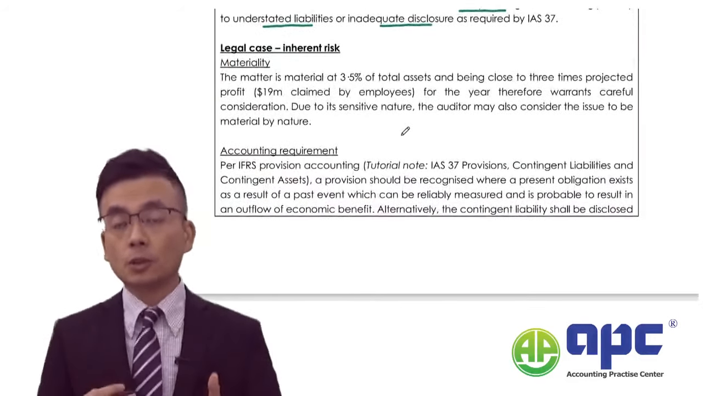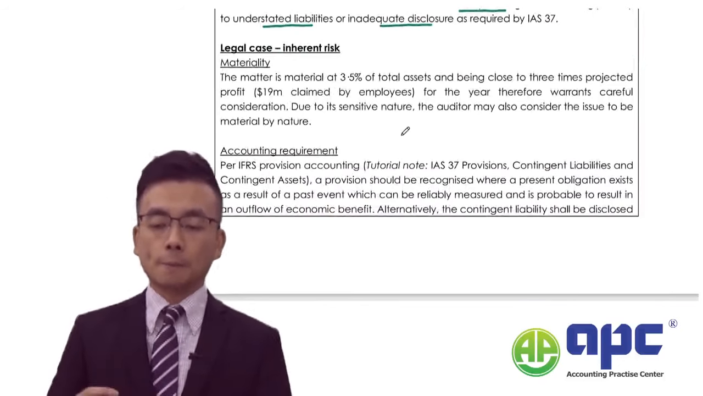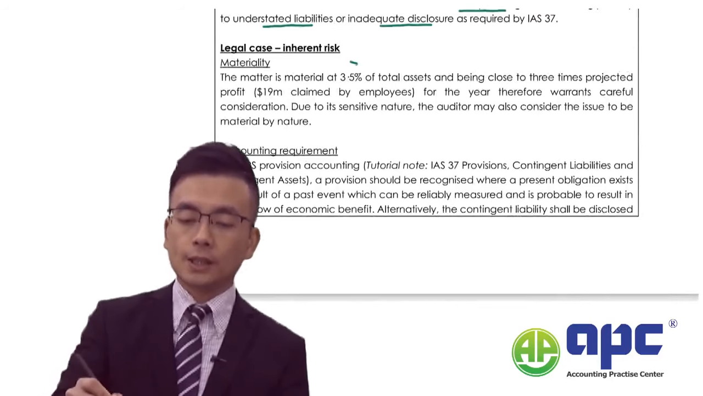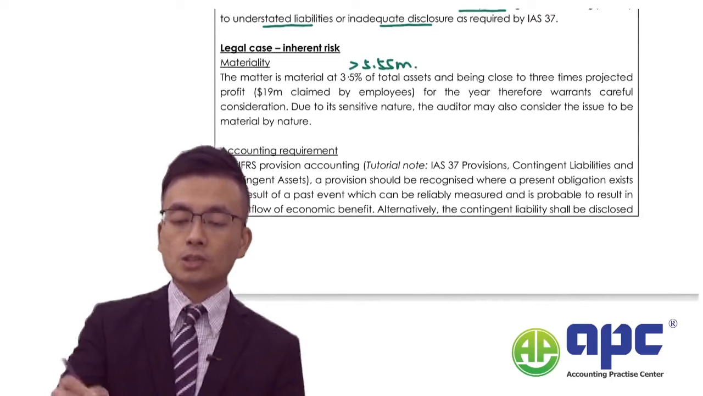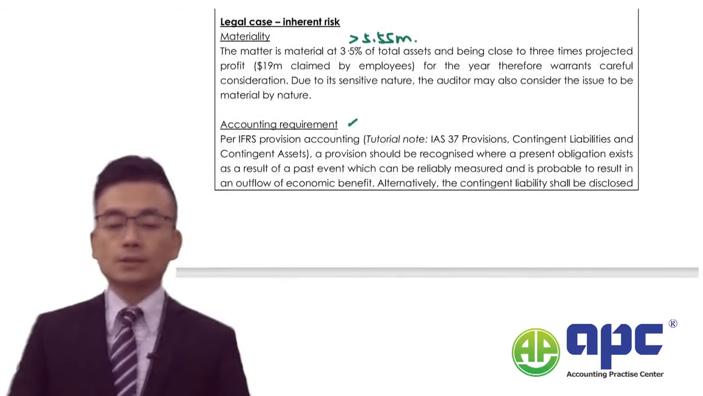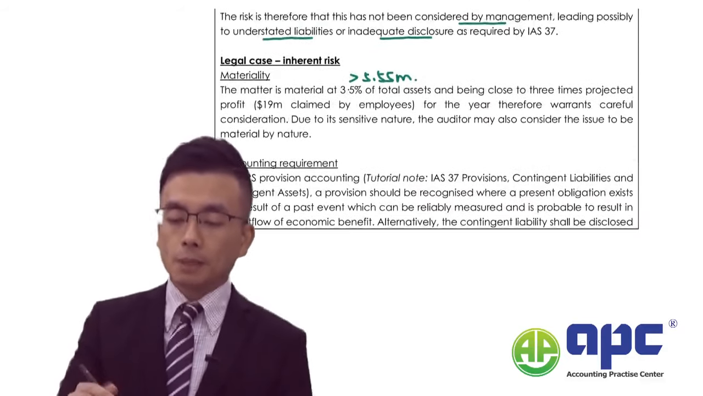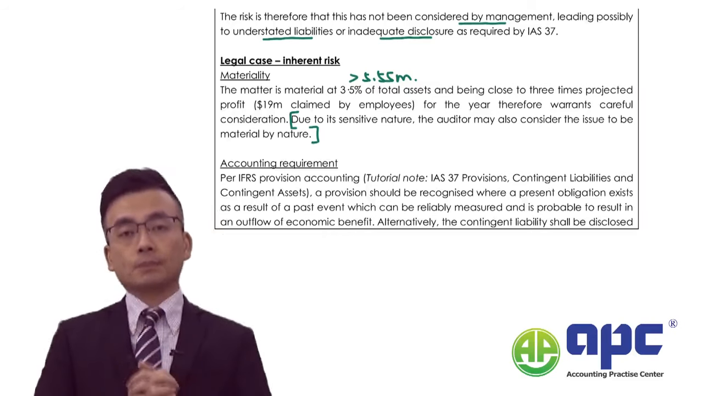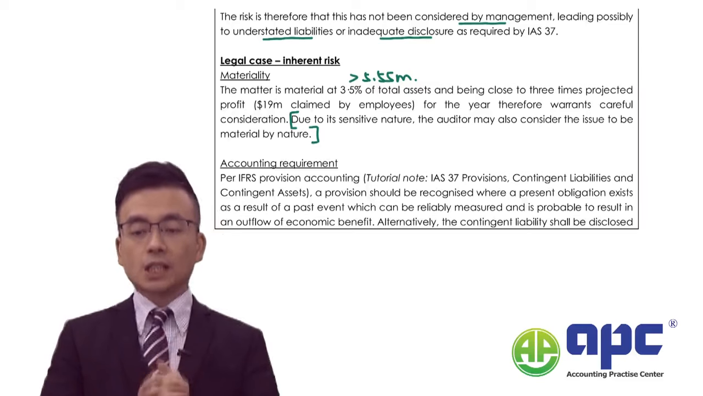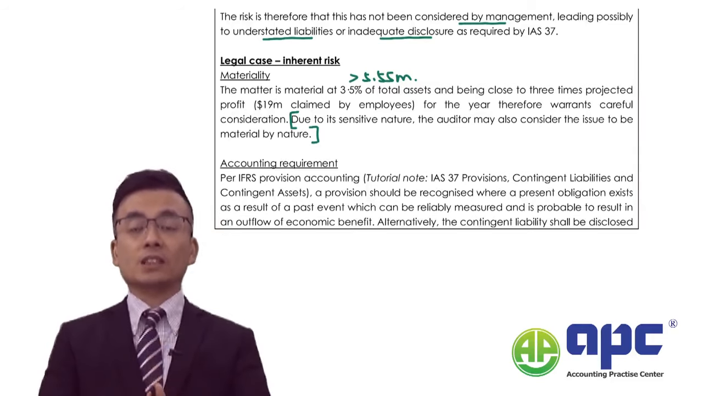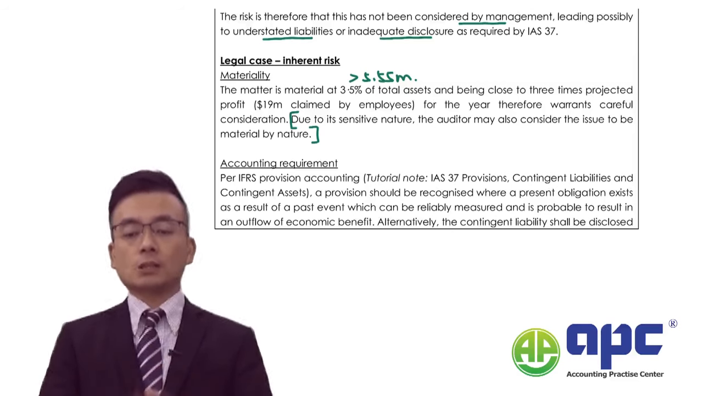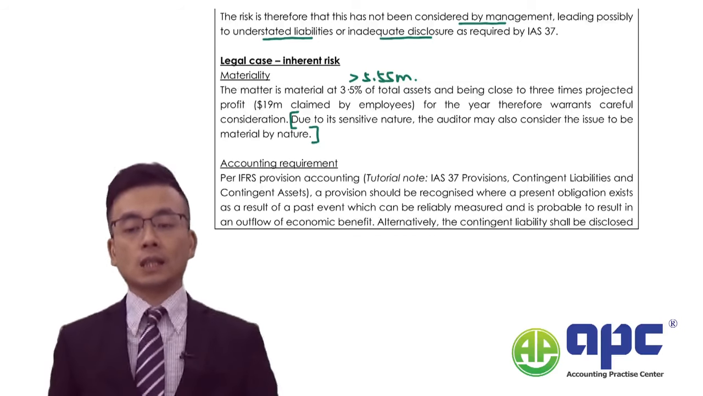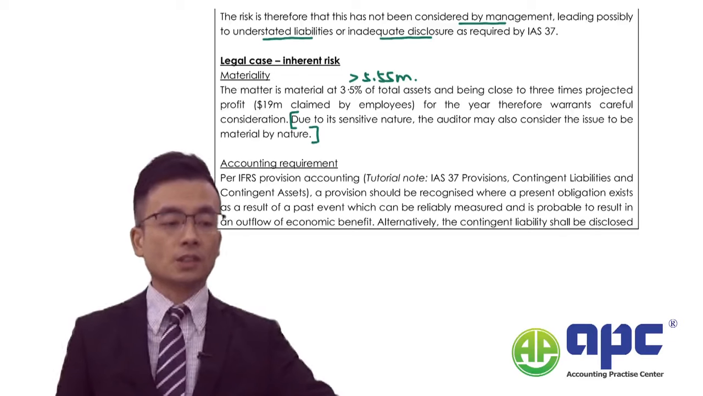How about for the legal case for $90 million of payment potentially to the employees suing the company? The $90 million, as I said, is exceeding the total asset of 5.55. And in your exam, you would say that exceeding $5.55 million is deemed to be material. And of course, you can say this, but you don't really have to say that in your exam, because when we cover the ISA related to materiality, from the external auditor's point of view, we may set the materiality level by nature for certain items, especially, for example, for some of the sensitive issues. So for example, if the employees are taking legal action against the company and so on. And of course, we may consider that to be quite sensitive in nature.